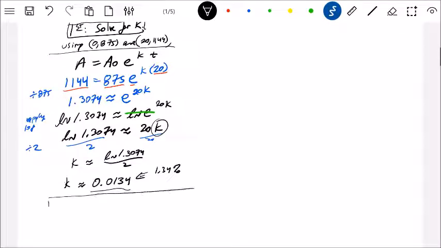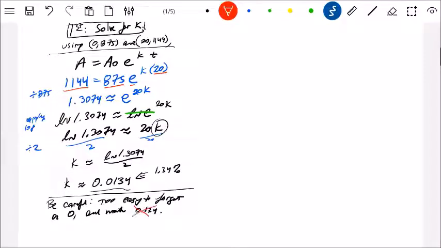Be careful about something. Be careful. It's too easy to forget a zero and write 0.134, which would be wrong. So remember, zeros are significant.